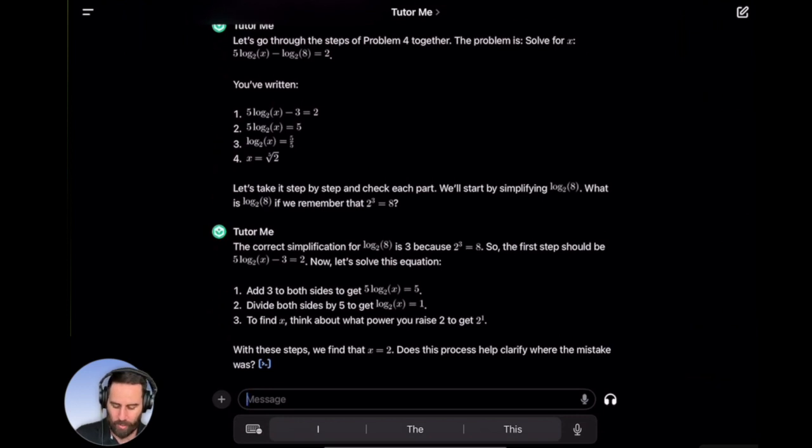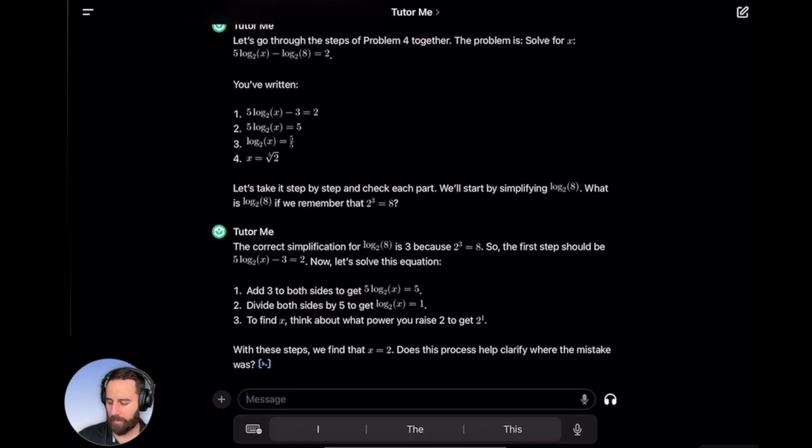Find x. So add 3 to both sides. You add 3 to both sides. Log 2 to the x equals 1. That's always going to be 1. So x should equal 2. Perfect. With these steps, we find that x equals 2, because log base 2 of the same base is always going to be 1. Perfect. Helped clarify it there.